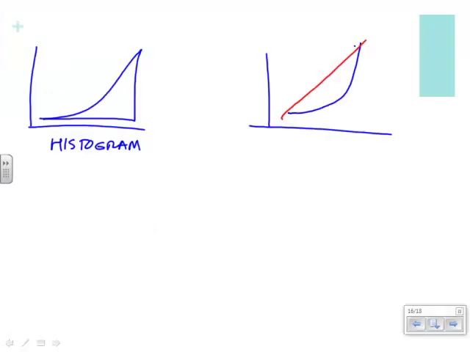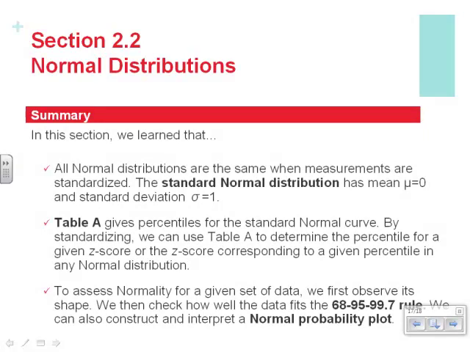Okay? So, in conclusion, normal distributions appear naturally. Normal distributions can all be standardized by converting all of the data into z-scores, and then every normal distribution converted to z-scores looks the same. Table A gives us information about that normalized data that allows us to do calculations having to do with probability.